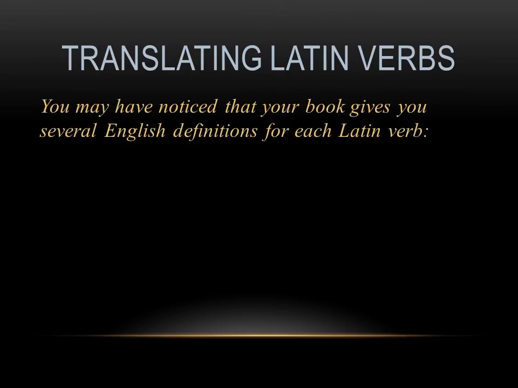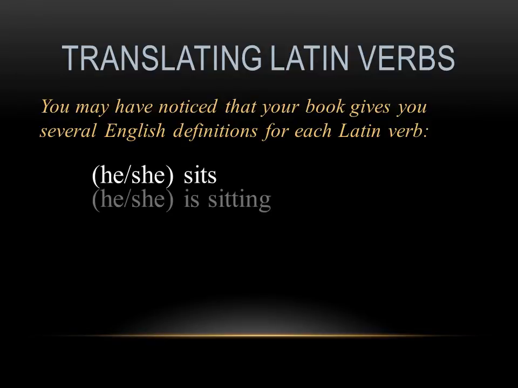So one last note. You might have noticed that in your book, it gives you a few different English definitions for each Latin verb, and each entry is marked as either he or she sits, he or she is sitting, or he or she does sit. These three can be difficult for beginning Latin students to understand, but you want to understand that these three definitions all mean the exact same thing. And in fact, you can do the same thing in English to translate. If you say he sits and he is sitting, the spelling is different, but the meaning is exactly the same. That's what's happening here in Latin.